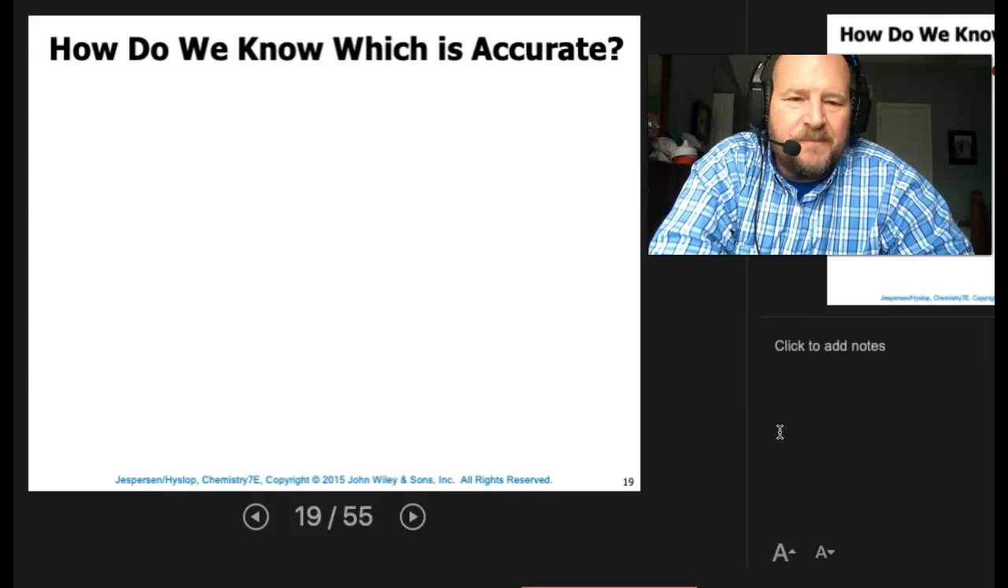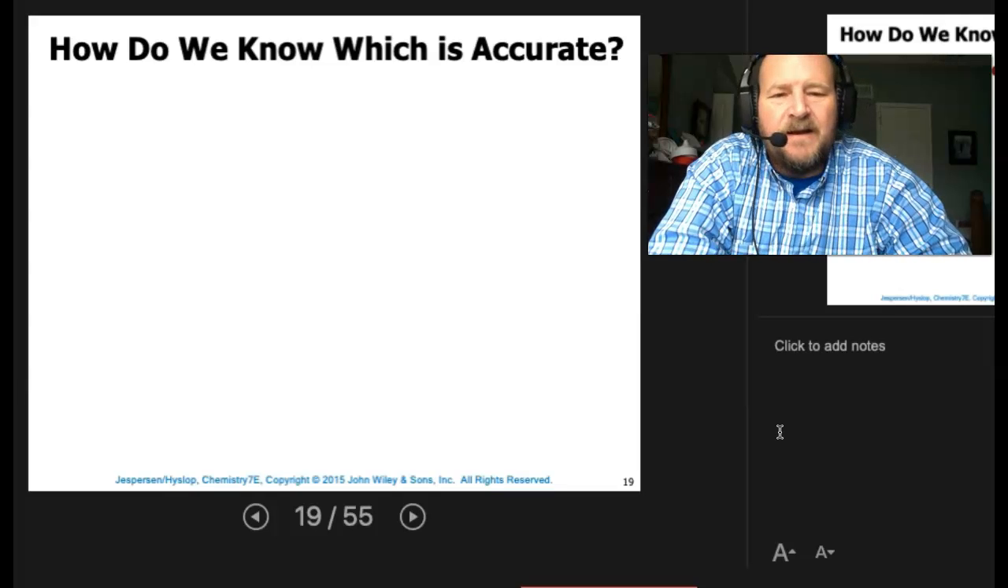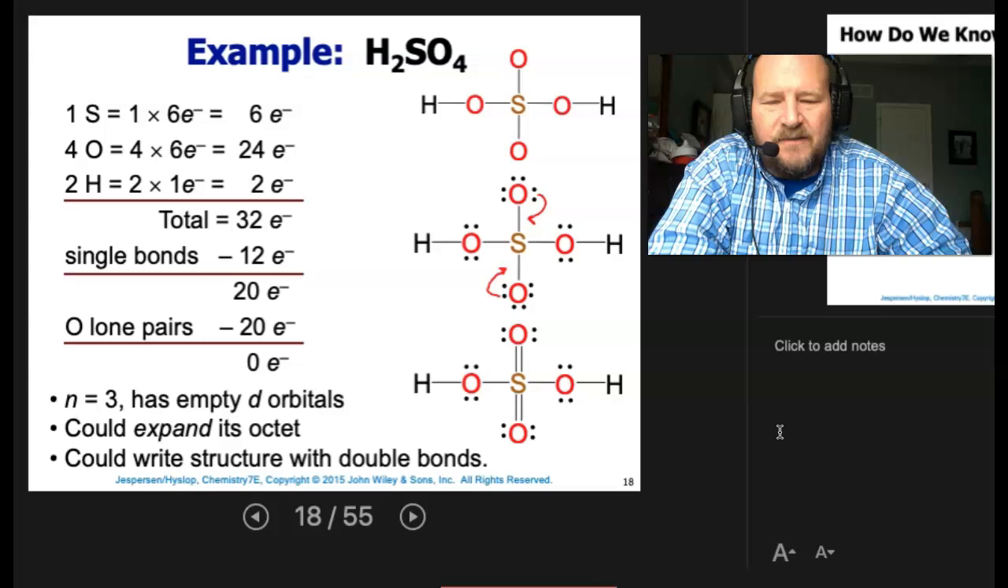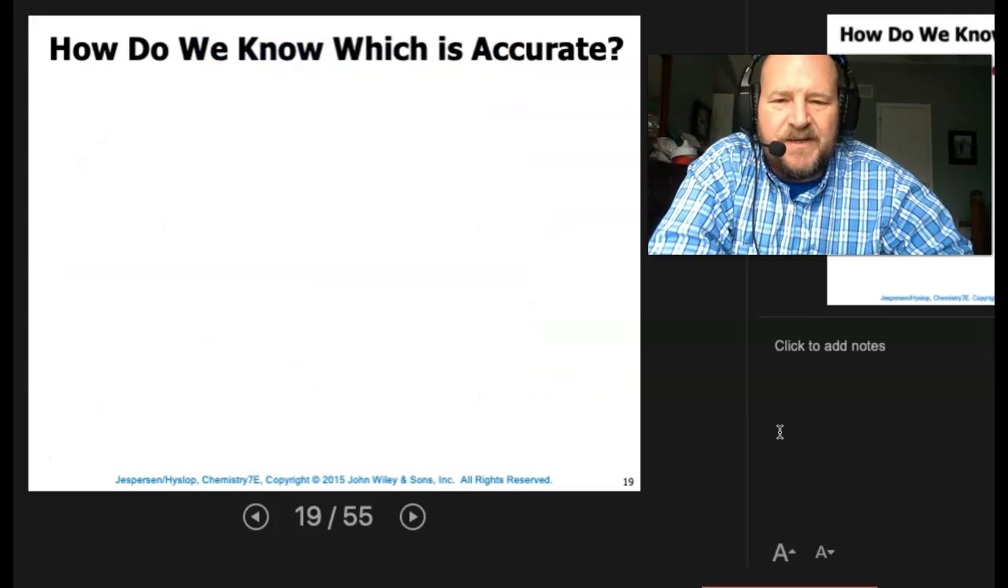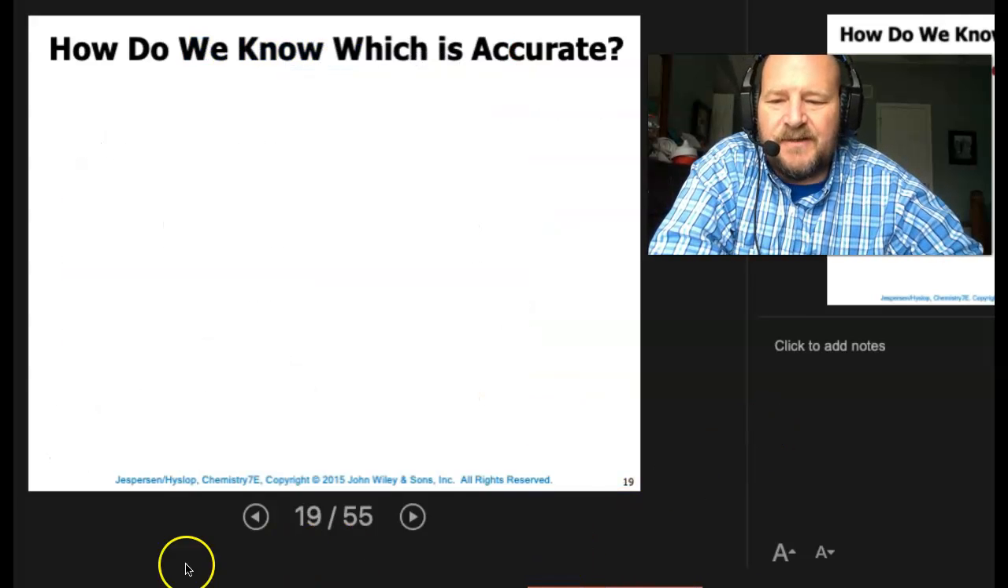All right, and that's what we're going to pick up with in our next segment. So we're going to stop here. We're going to leave you with that little cliffhanger of which one of these structures is going to be the accurate structure. All right, stay tuned.